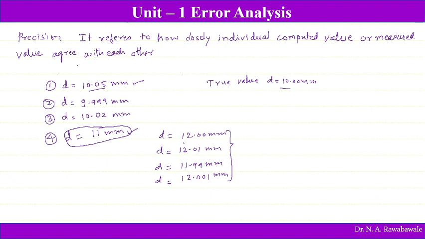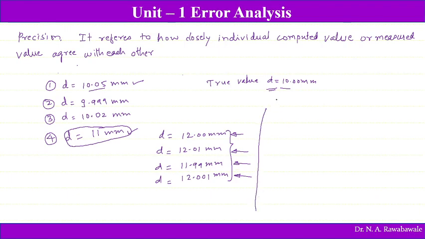No doubt these answers are not accurate, not close to the true value, but these measured values are close to each other. That means the device which you have used is more precise and is giving the same answers whenever you measure. Thus, what does precision signify?